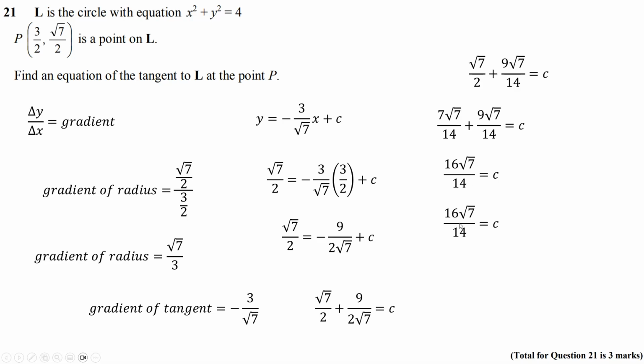I've just written the same thing twice, but this is 8 root 7 over 7. Okay, and that's C. And now if you plug this back into the original equation of that line that you got, you'll get the final equation, which is this.